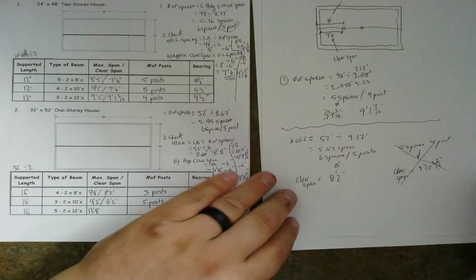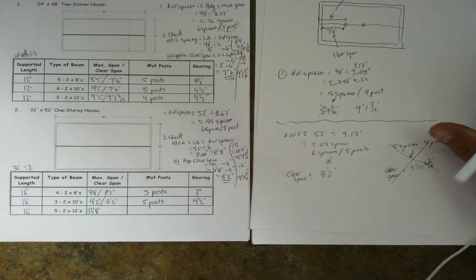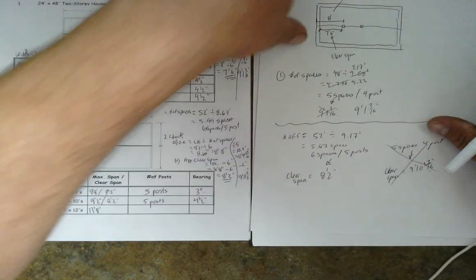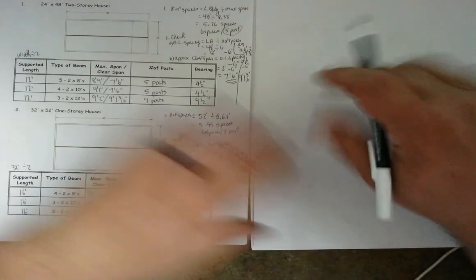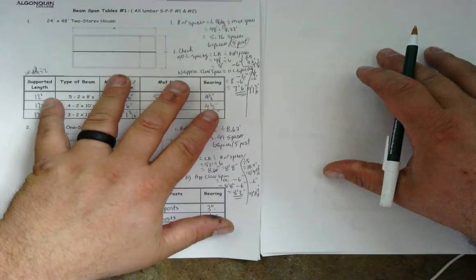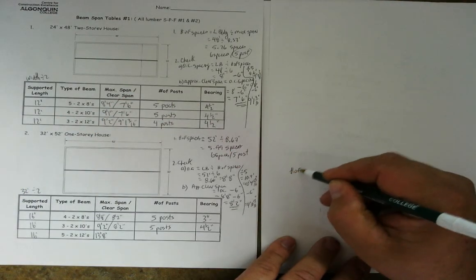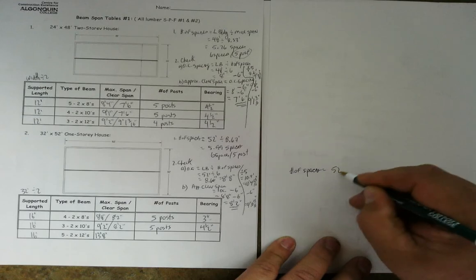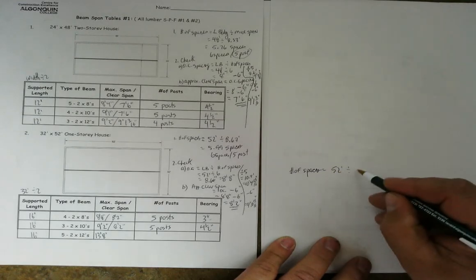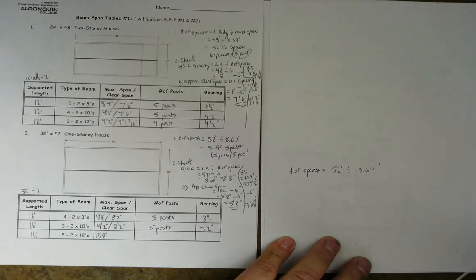So now we've jumped up quite a bit there. That should make a big difference, right? That's kind of what you want. You don't want to do little increments. You want to do a big jump to make a difference, to be able to possibly remove a post. So if we're trying to find a number of spaces, we're going to take that 52 feet, which is the length of the building, and divide it by the max span, which is 13.67. That'll give us our spaces there.